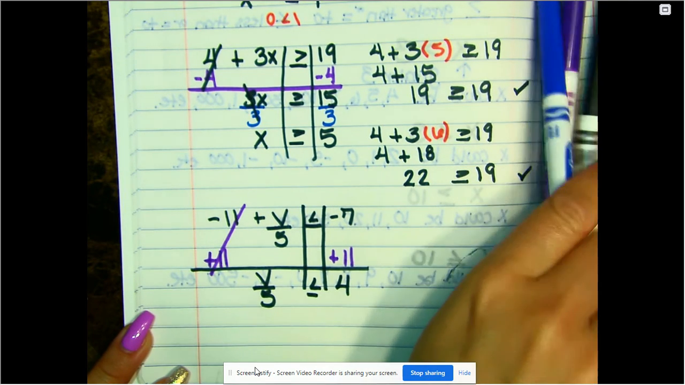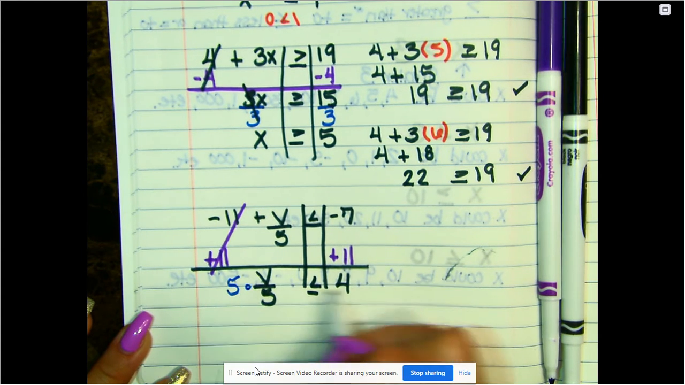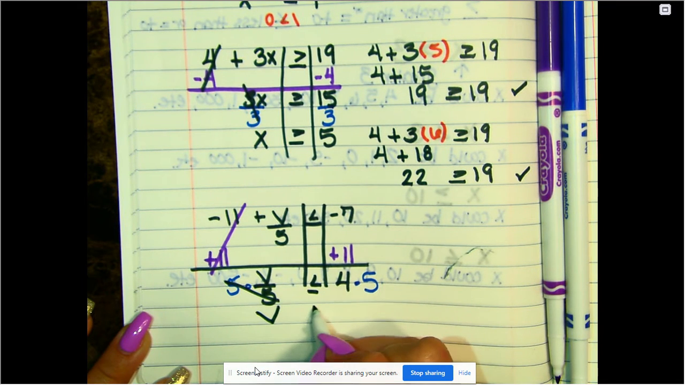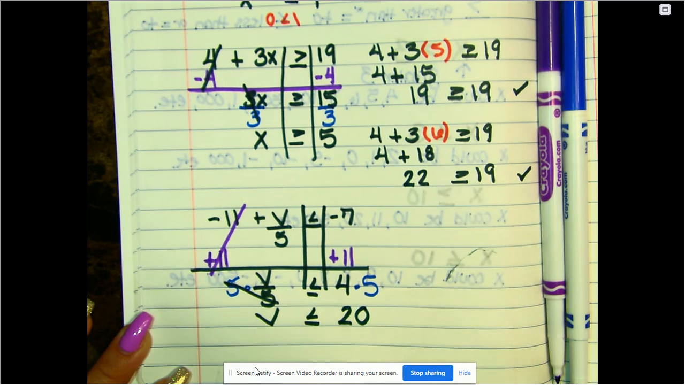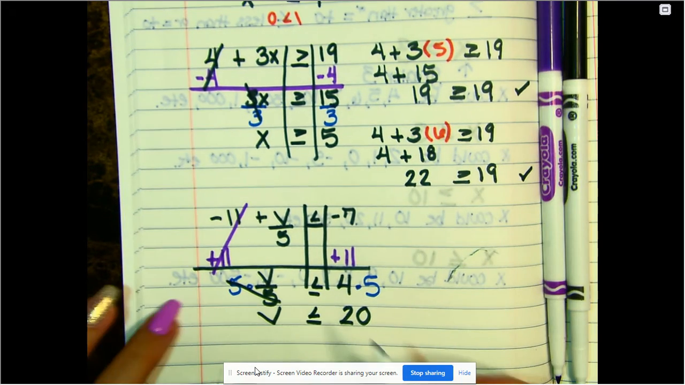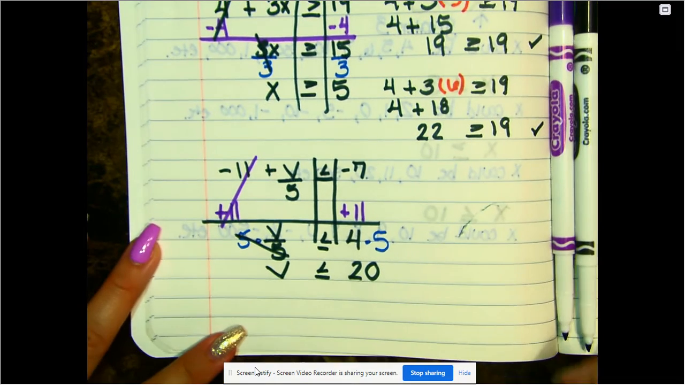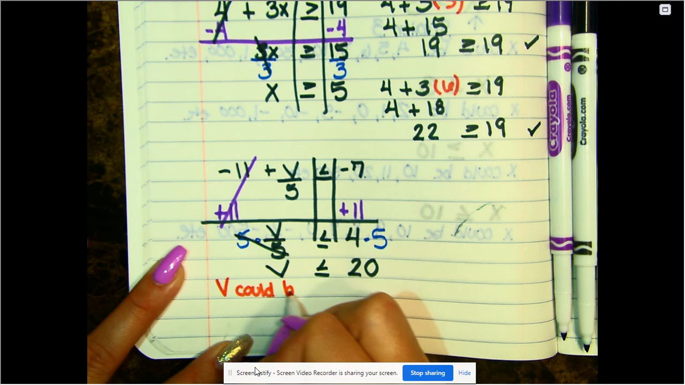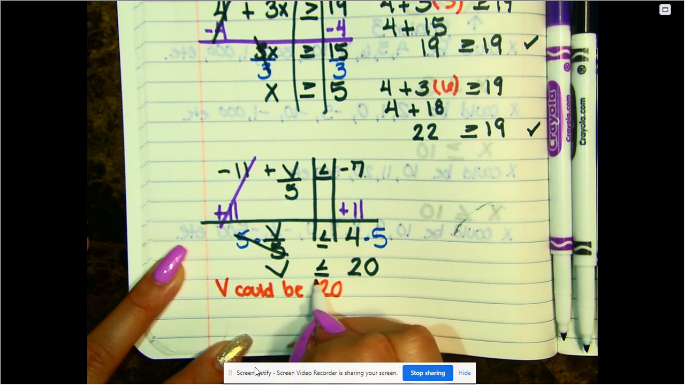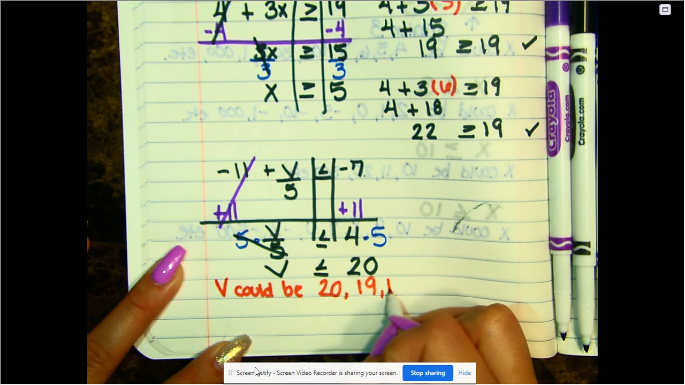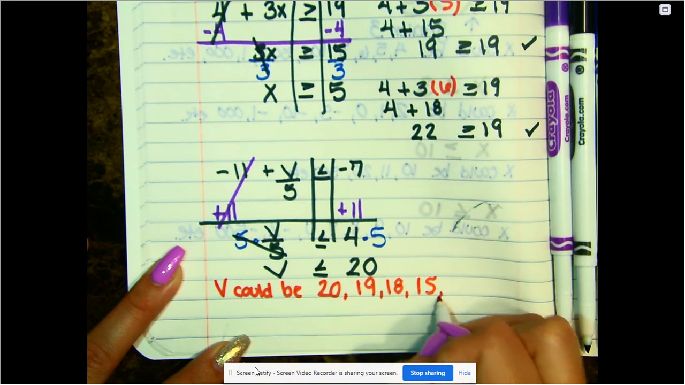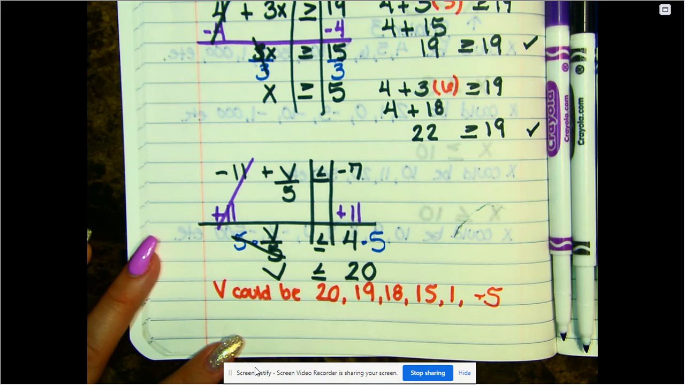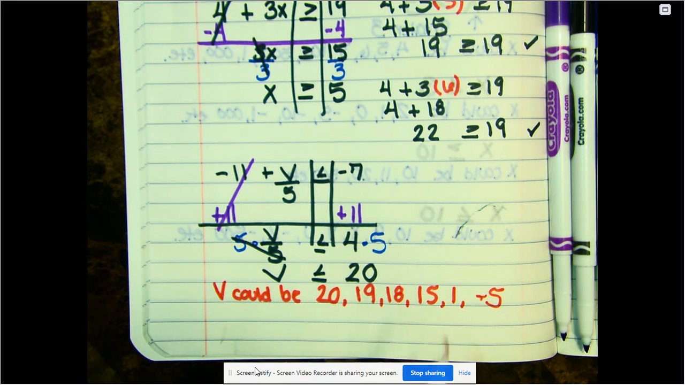Last, we have the opposite of division, which is multiplication. So I'm going to multiply by 5 on both sides. That cancels, so we have v is less than or equal to 20. That means these are possible solutions for v. v could be 20 because of the or equal to sign. It's less than, so it could be 19, 18, 15, 1, negative 5, anything that is less than or equal to 20.